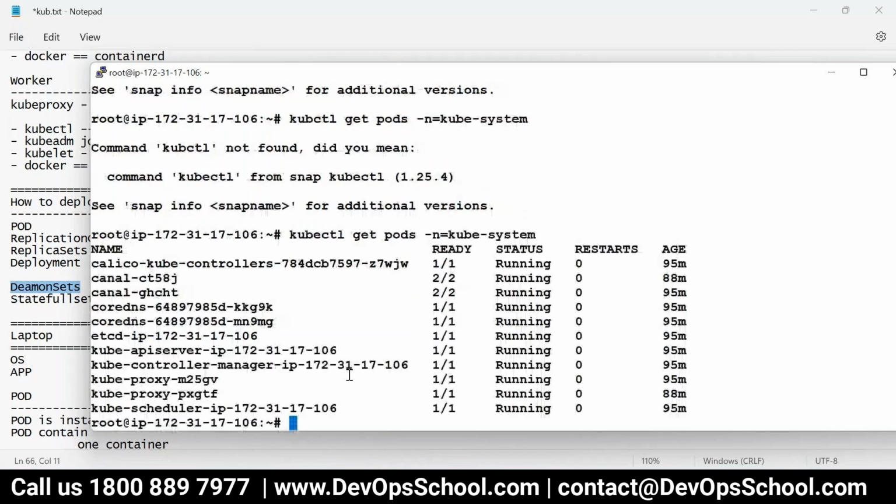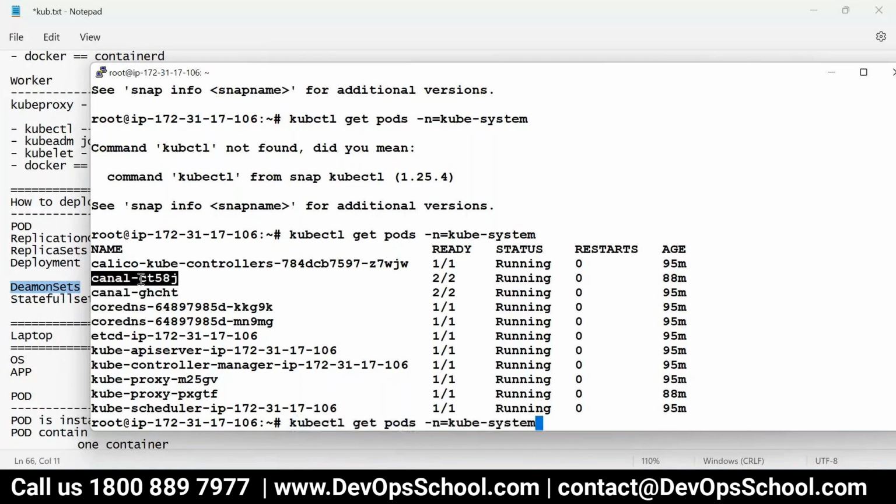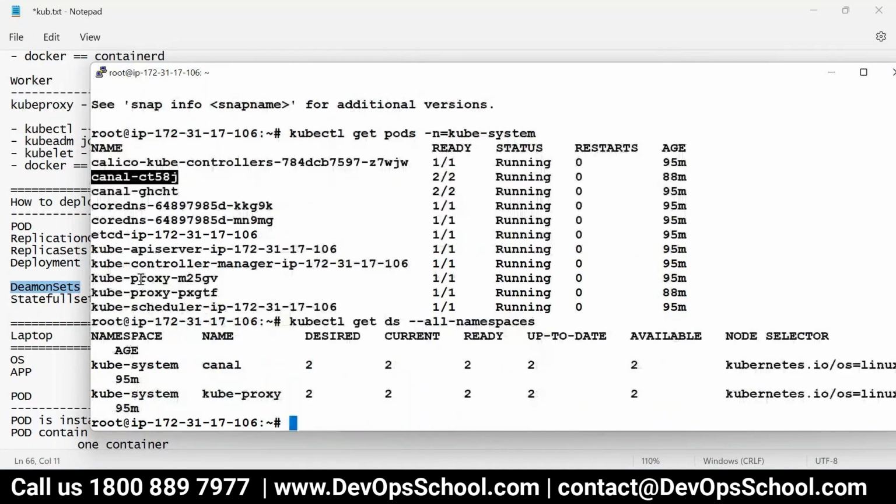Here in kube-system, this is the DaemonSet. So there are 2 nodes and 2 proxies. Why 2 proxies? And if you see 2 nodes, 2 canal pods, why 2 canal? If you run kubectl get pods, get ds, and -n, or let's make it all namespaces, you see here kube-system, canal and kube-proxy.